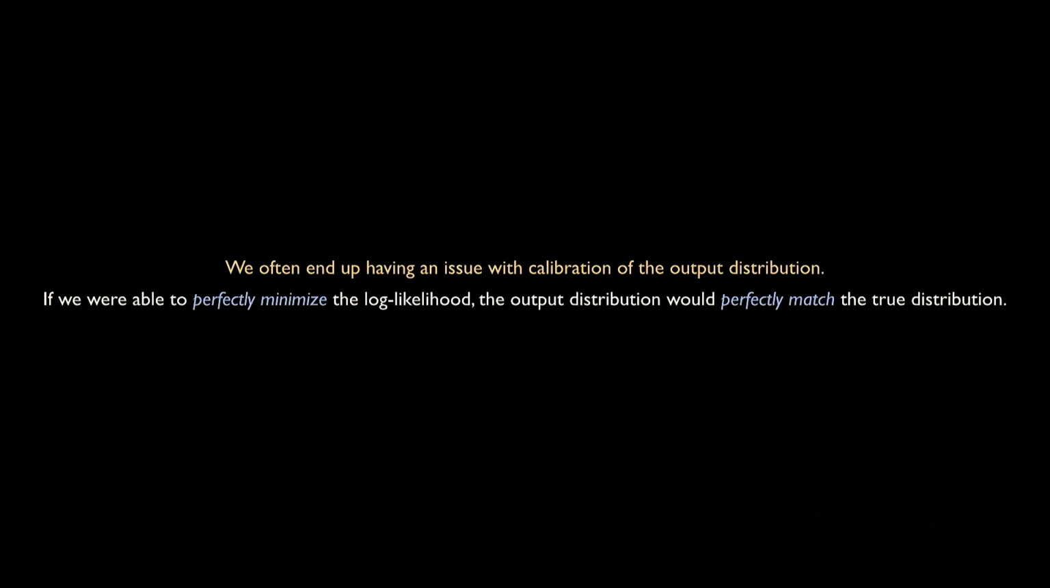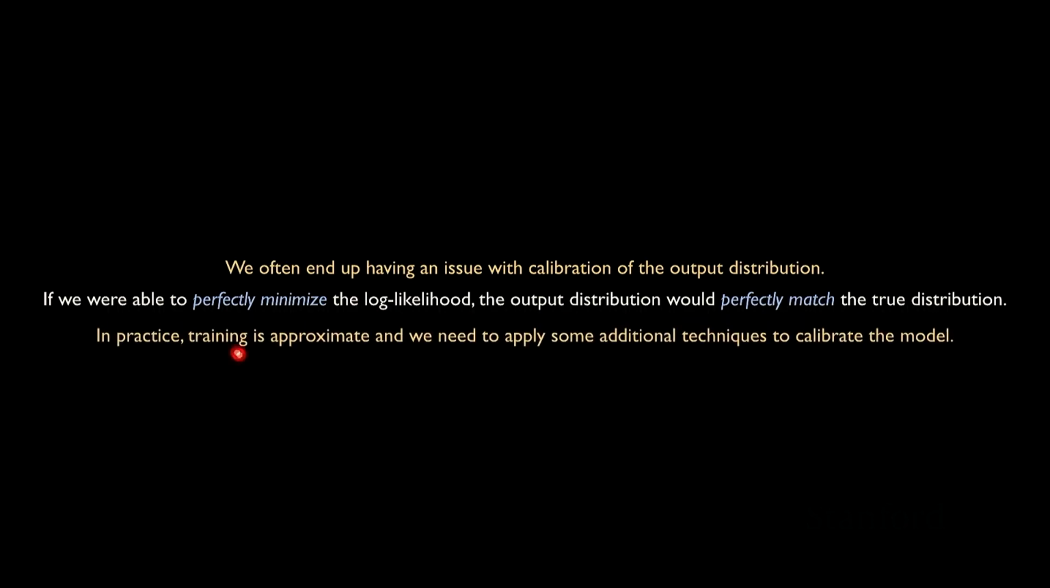But of course, in practice, that's never the case. So training is always approximate. We never have infinite data. We never have infinite model capacity. And so we typically need to apply some additional techniques after the fact if we actually want to have a calibrated model that we can trust the uncertainties for.